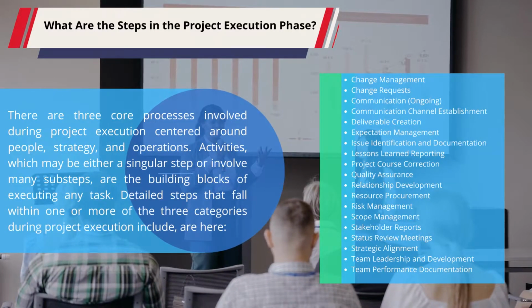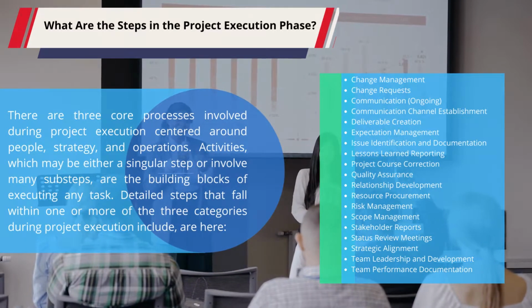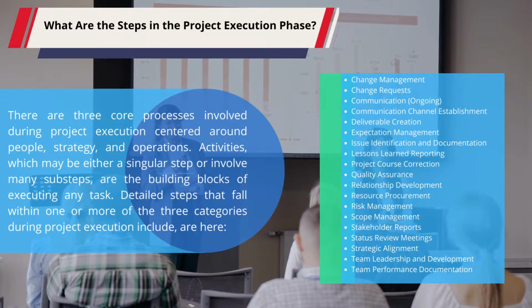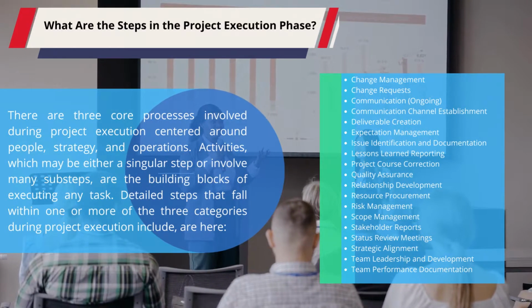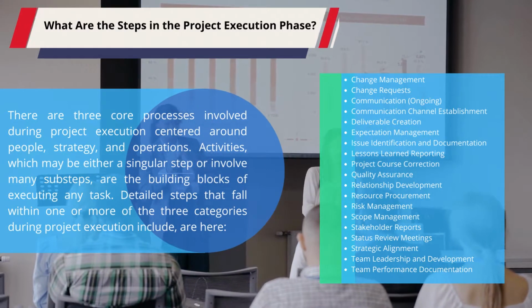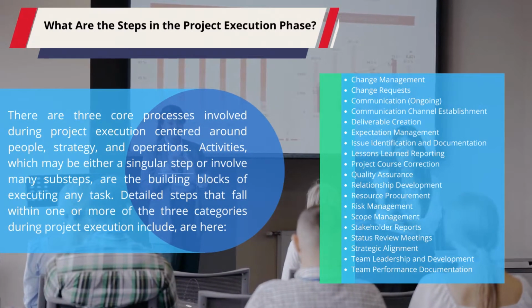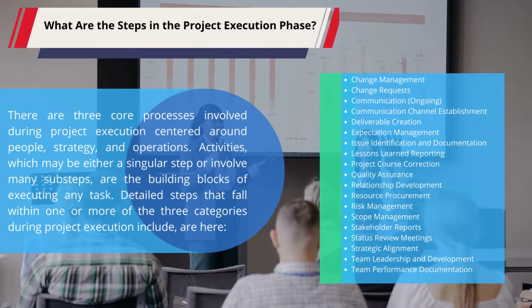What are the steps in the project execution phase? There are 3 core processes involved during project execution, centered around people, strategy, and operations. Activities, which may be either a singular step or involve many substeps, are the building blocks of executing any task. Detailed steps that fall within one or more of the 3 categories during project execution are here.